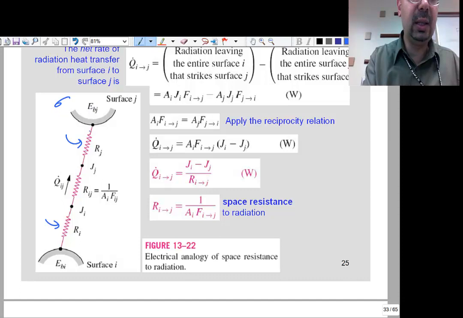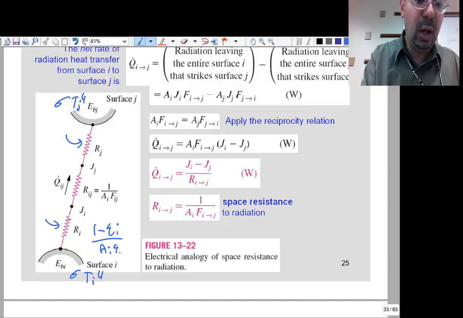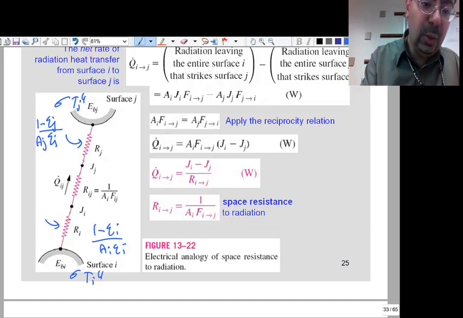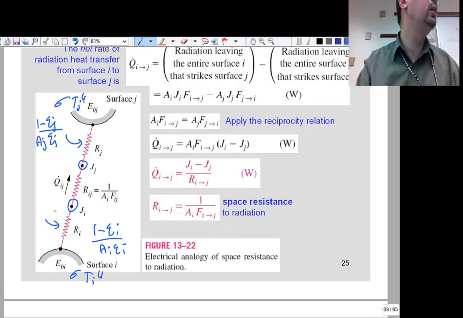So over here, if this is J and this is I, this is sigma Tj to the power 4, this is sigma Ti to the power 4, and you will have (1 minus epsilon I) over (area I epsilon I) over here, and over here you have (1 minus epsilon J) over (area J epsilon J). Then you will have your radiosity, your J, that's smaller than your E_b,J or E_b,I. And so this is the easiest problem.